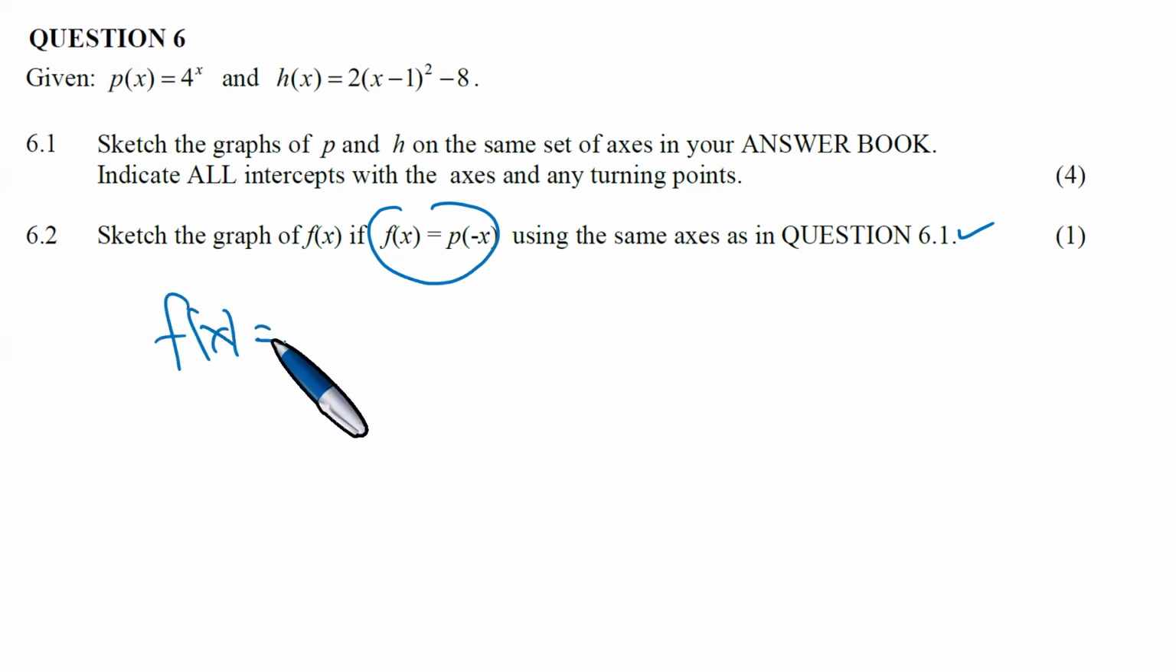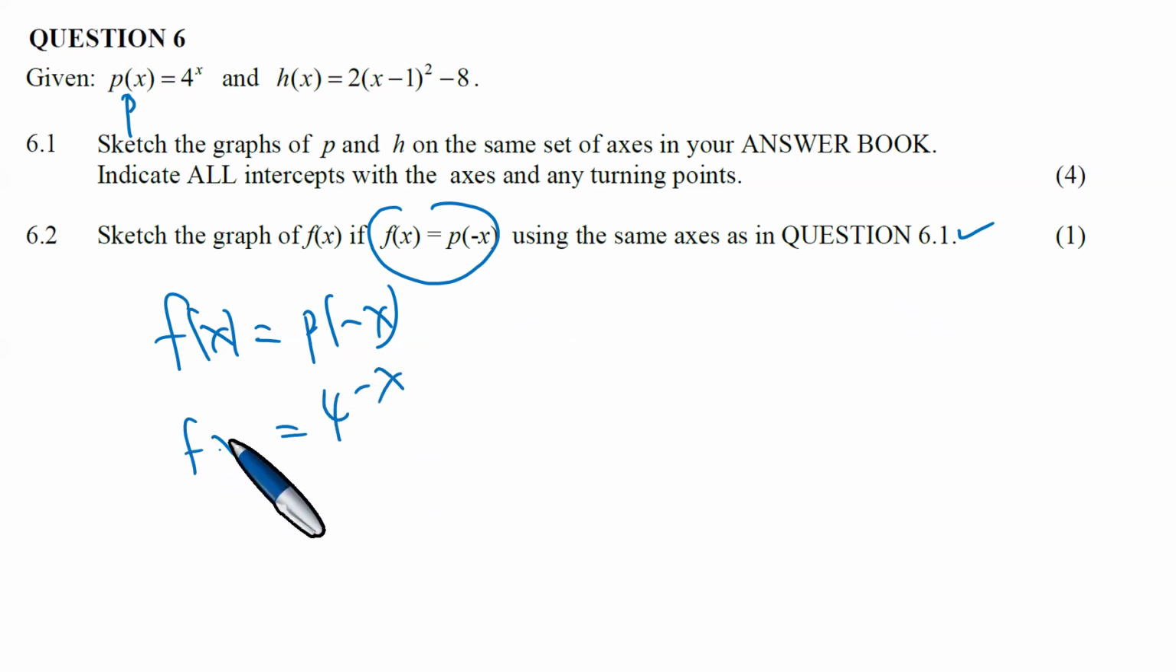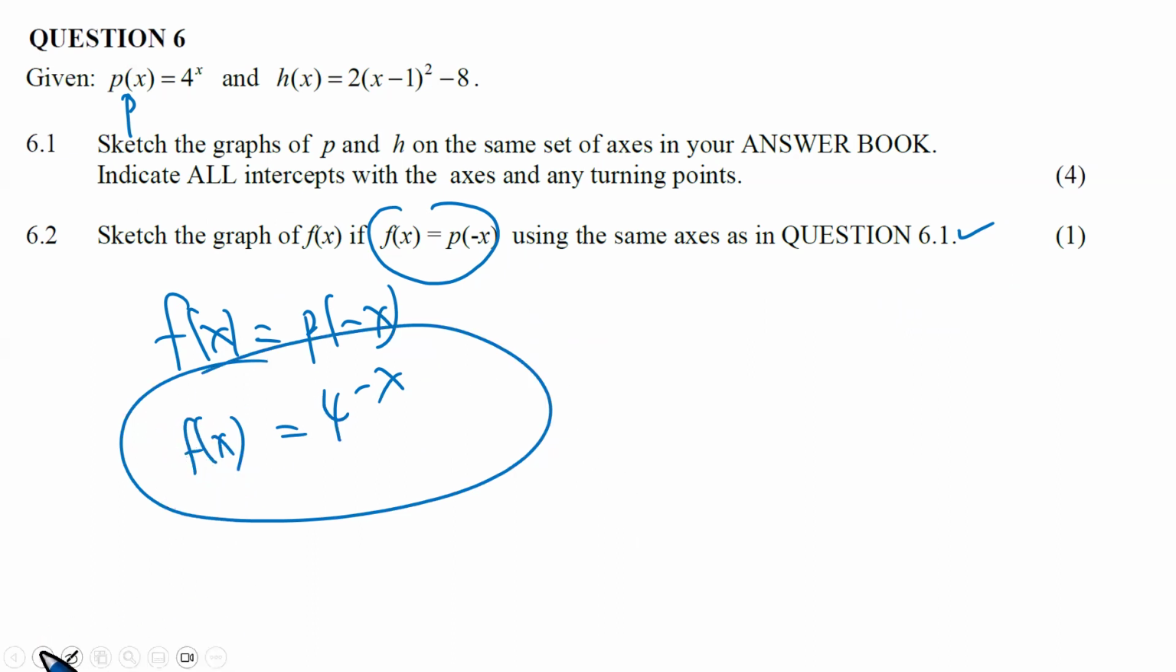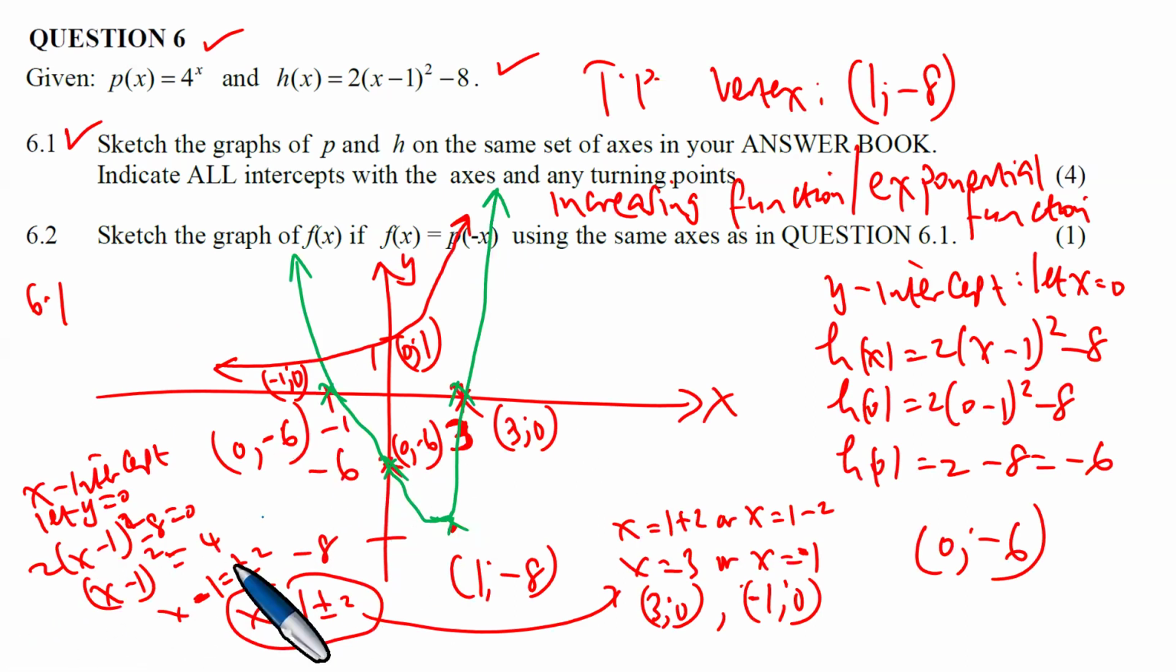So if f of x is p of minus x, it means that wherever there is x, you put minus x, so it's going to be 4 to the power minus x. Okay, pay particular attention to this. So what kind of a graph is 4 to the power minus x? If you need to sketch 4 to the power minus x, when x is 0, it's going to be 4 to the minus 0, which is 1. 4 to the 0 is 1. And then it's going to still cut at 1 here, but this one is going to be like this.